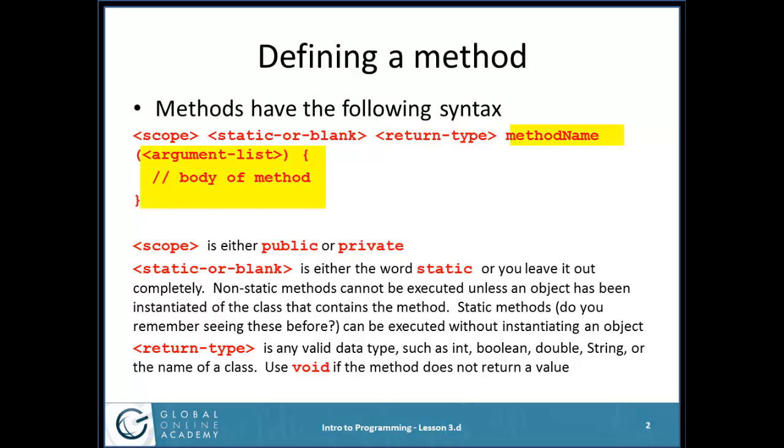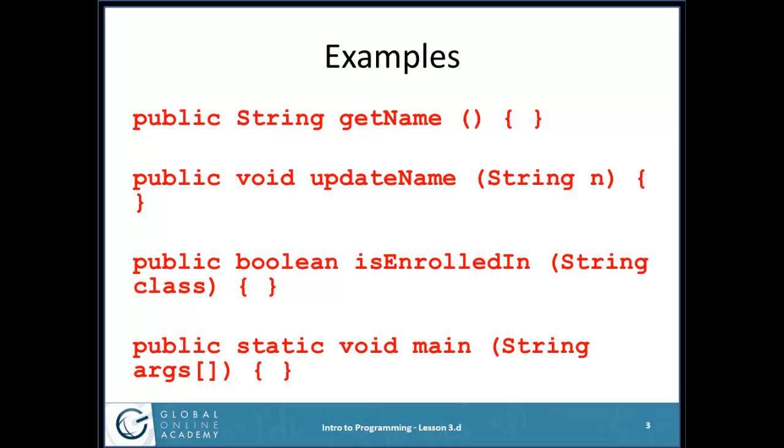Then method name, parentheses, the argument list. Then, as always, when we have multiple statements in Java, an opening brace and a closing brace, and whatever statements make up that method. So here are some examples. You could have public String getName taking no parameters. That means it returns a value of type String. It's public, so it can be seen outside of whatever class it's written in. It doesn't take any values passed in.